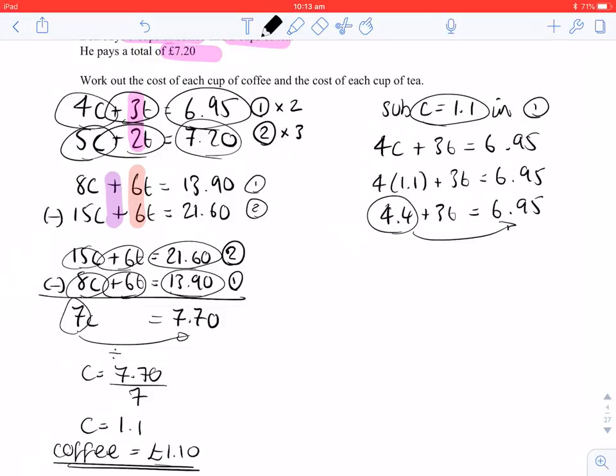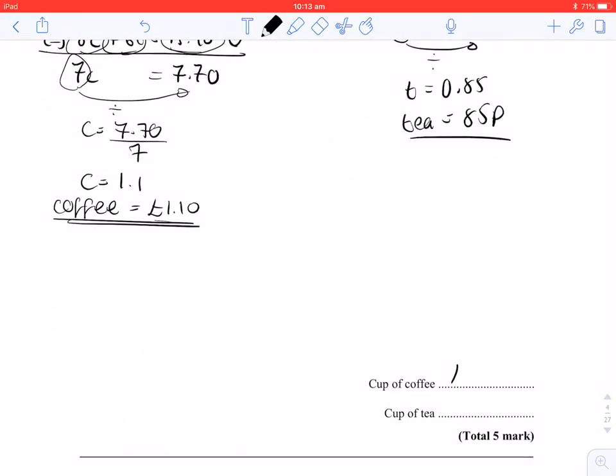My 4.4 goes over. I look in front. There's no minus sign, so it must be a plus. So when it goes over, it becomes a minus. And 3t is going to be £6.95 take away 4.4. So that is going to be £2.55. 55, not 25. And then I take the 3 over, and it becomes a divide, and t is equal to 0.85, or a t is 85p. I then have my 2 values. A cup of coffee is £1.10, and a tea is 85p.